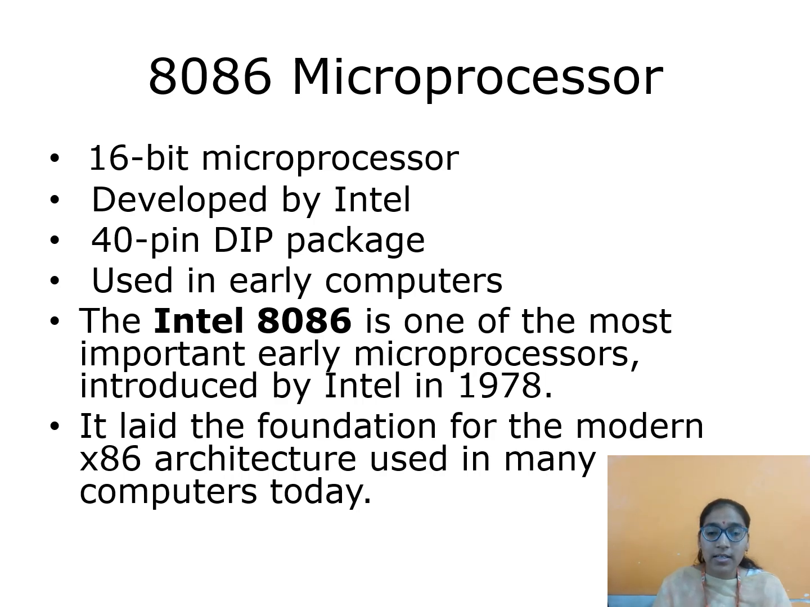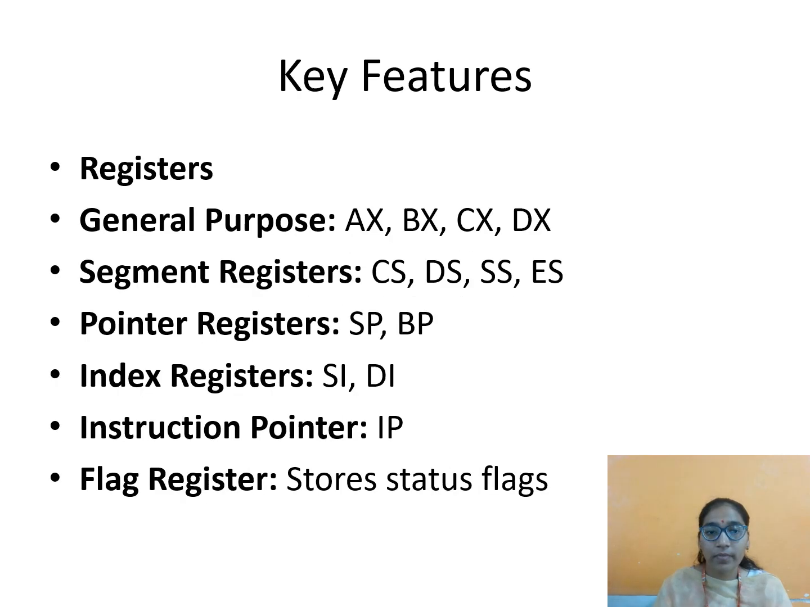The Intel 8086 is one of the most important early microprocessors introduced by Intel in 1978. It laid the foundation for the modern x86 architecture used in many computers today. Some key features about the 8086 microprocessor.